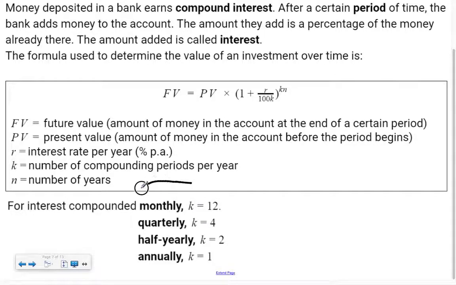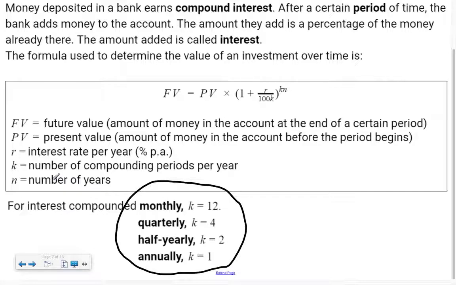And you'll see down here that different accounts at different banks will compound their interest different numbers of times per year. So your interest might be compounded monthly, in which case K is equal to 12. They're going to compound your interest, or calculate your interest, 12 times per year. Could be quarterly, half yearly, annually, and each of those correspond to a different K value. The more often the bank pays you interest, the more money you're going to make in the end, because they're paying interest on top of the interest that they've already compounded. So the more times they do that in a year, the better off you are. And then all of that is raised to the power of K times N, where N is the number of years that you have your money in the bank.